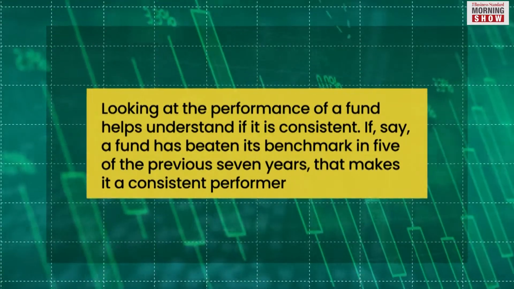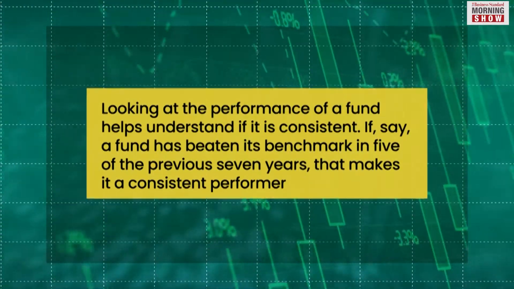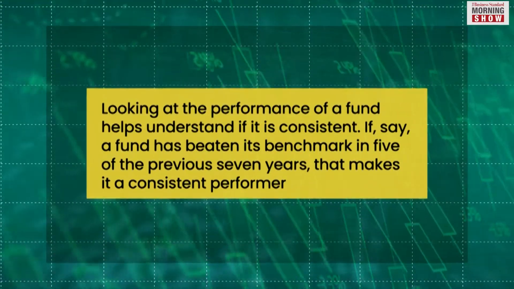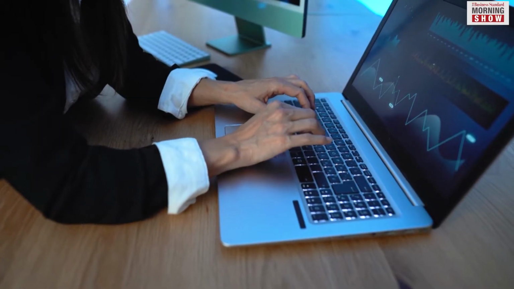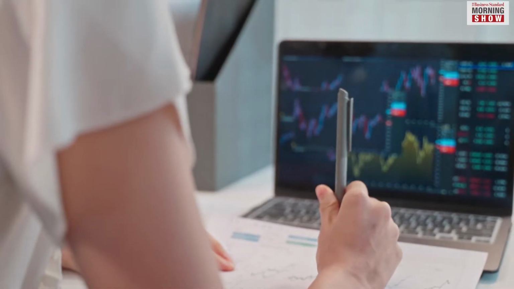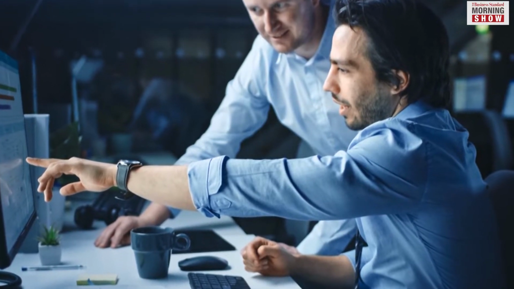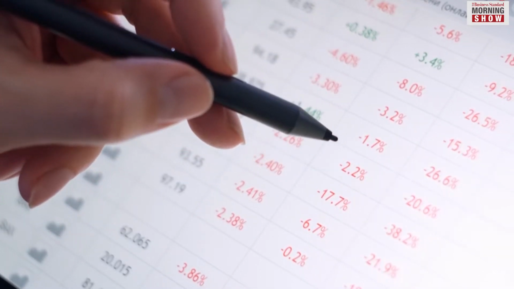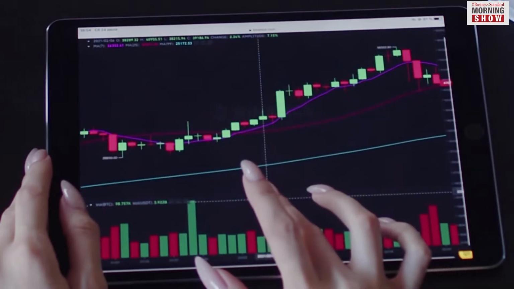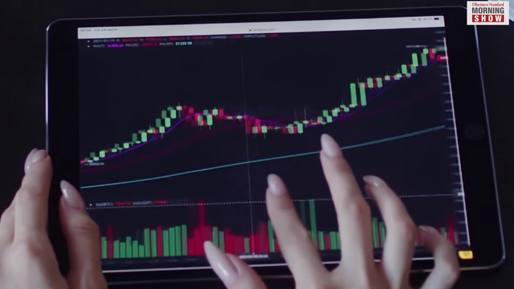Also, do a calendar year wise comparison of the fund's performance against that of its benchmark over the past 5 to 7 years. Now look at the fund's performance during the years when its benchmark gave negative returns. Did the fund fall less or more than its benchmark? Ideally, you want a fund that not only offers good returns in rising markets, but is also able to contain the downside risk by declining less than its benchmark.